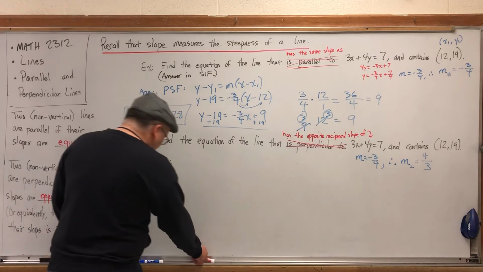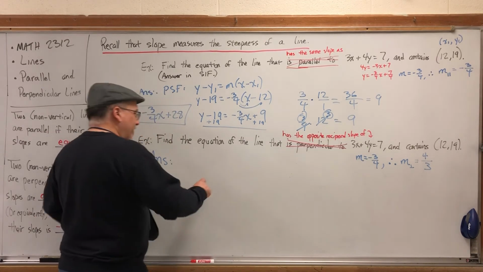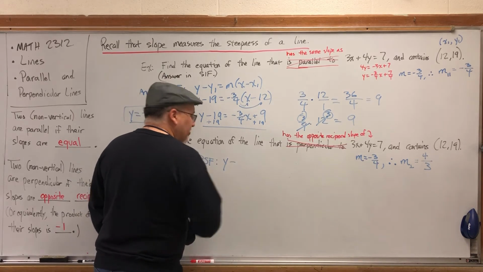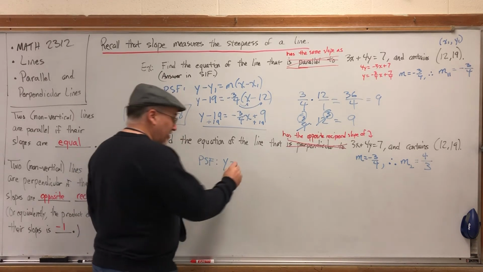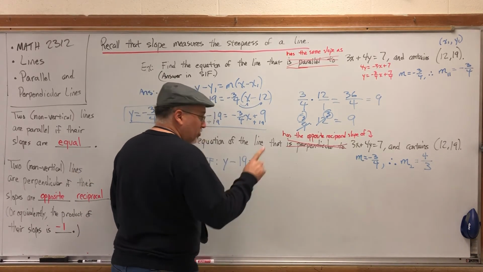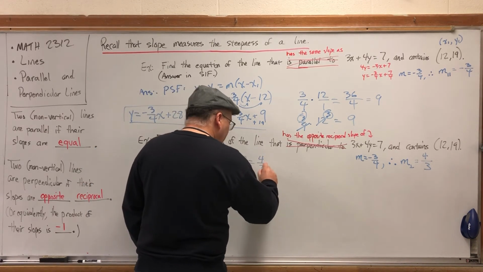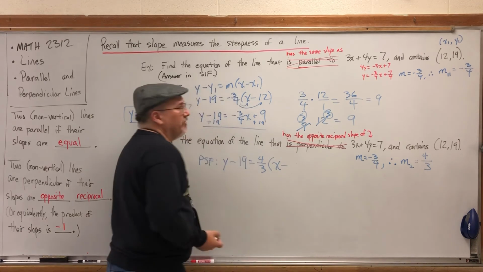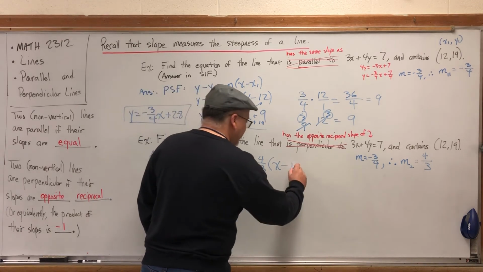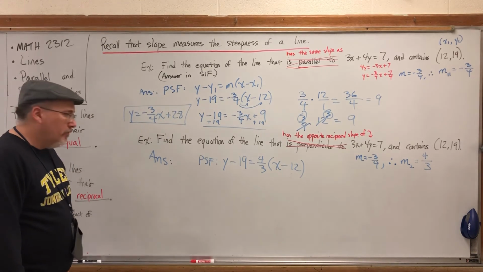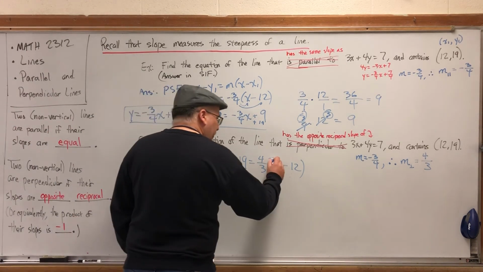Okay, we have the slope that we want and we have a line. So we can start building point slope form, which is y minus the given y coordinate, which is still 19, equals the slope, and this time the slope we want is 4/3, times parentheses x minus the given x coordinate, which is still 12. And now we just have to push it to the end like we did before. Again, don't let the fraction throw you off.